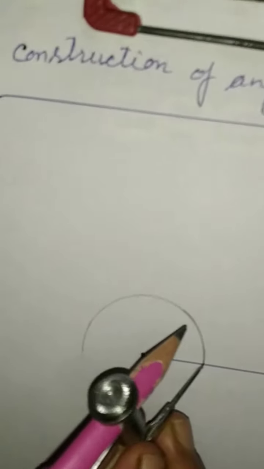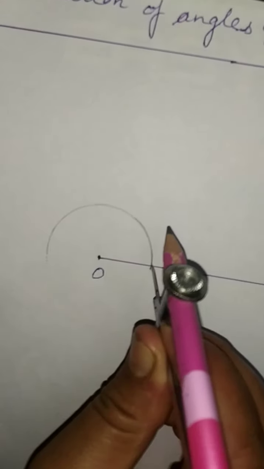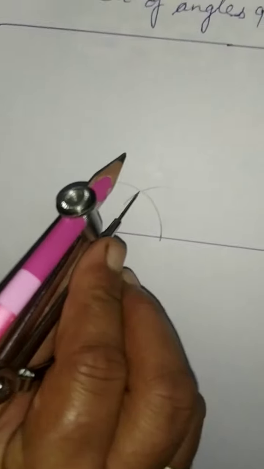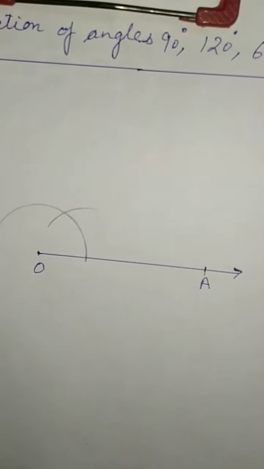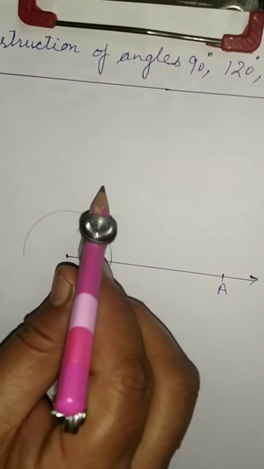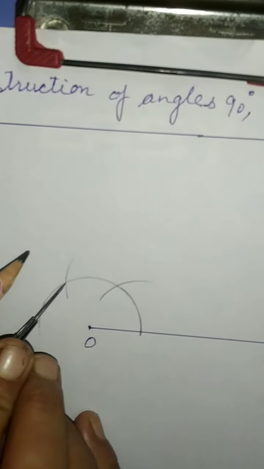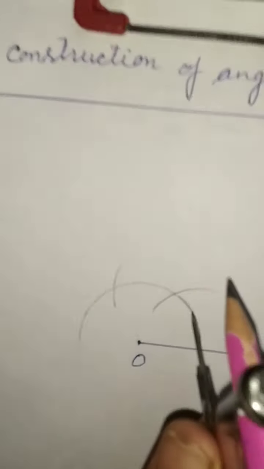From this point where it is cutting on ray OA, I will make one arc without changing the radius. If I produce a ray joining O and this point, then I will get an angle of 60. Without changing the radius, I am cutting another arc. If I produce a ray joining this point, I am getting an angle of 120.